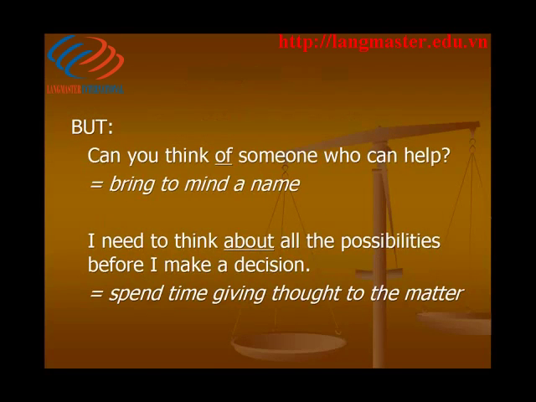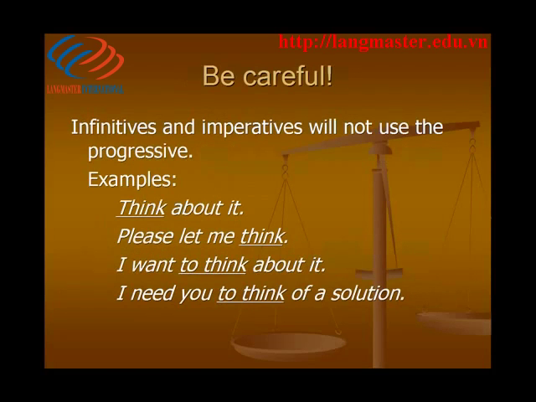But consider these examples. Can you think of someone who can help? I need to think about all the possibilities before I make a decision. In these two examples, you must use the given preposition. Be careful. Infinitives and imperatives will not use the progressive. For example, we say, think about it. Please let me think. I want to think about it. I need you to think of a solution.